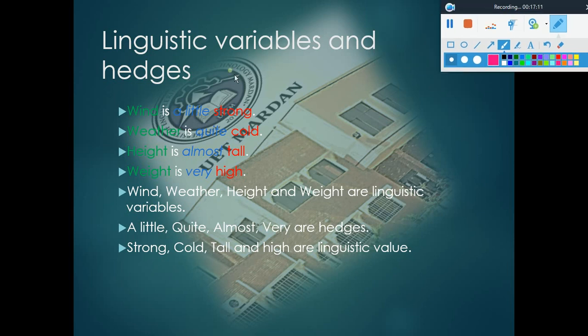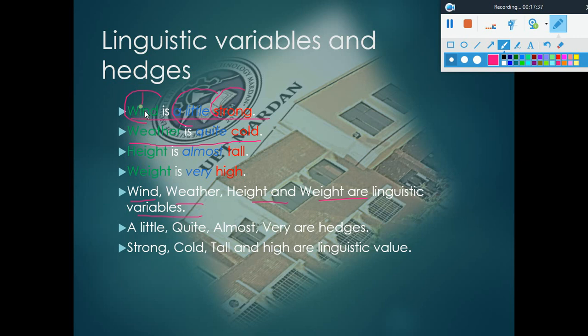Here we will define linguistic variables and hedges. For example, if we say that the wind is a little strong, what is wind, what is little, what is strong? Or the weather is quite cold. So wind, weather, height, weight are linguistic variables.